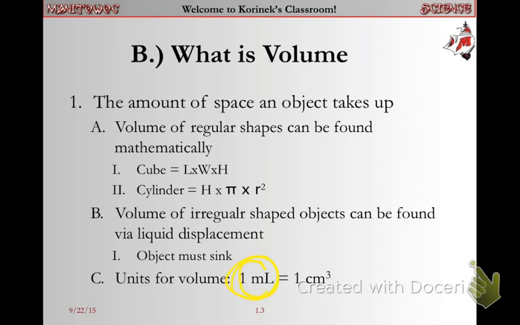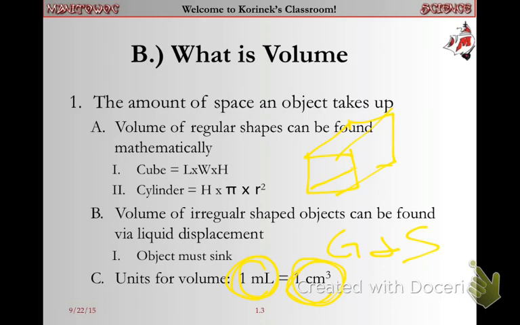Milliliters is usually used for liquids. Centimeters cubed is usually used for gases and solids. You might say, solids, that makes sense because if I've got a cube or a rectangular prism, whatever it is, length times width times height is going to come in centimeters cubed. But why gases? Well, gases fit the container they're in. They expand to fit the container.